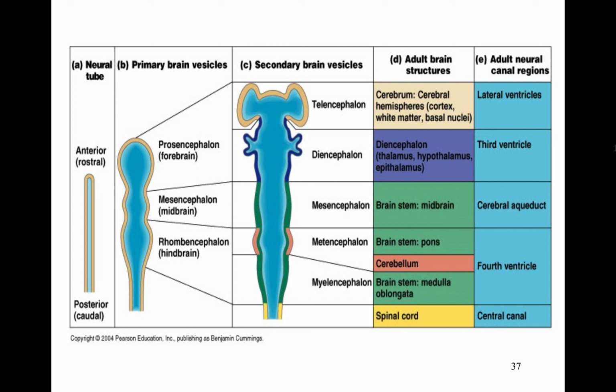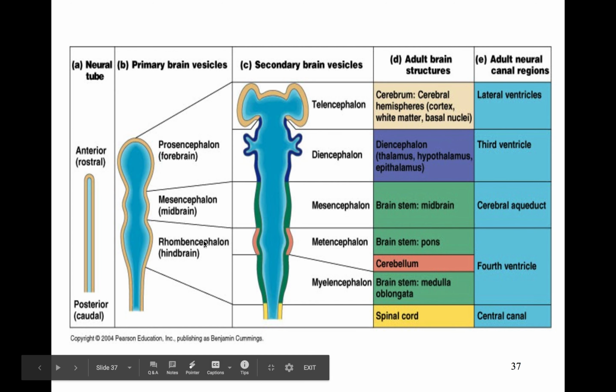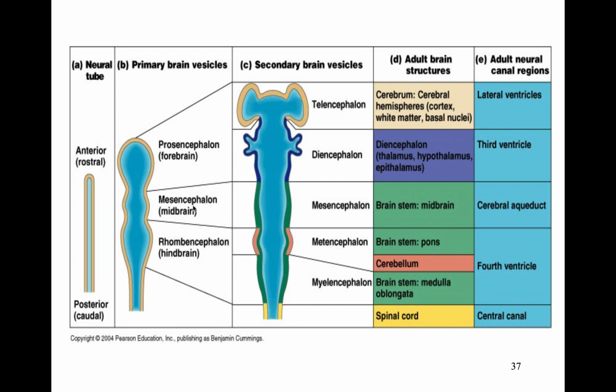The brainstem is going to arise from two primary brain vesicles. When we look at our primary brain vesicles, the brainstem is going to arise from the mesencephalon or the midbrain and the rhombencephalon or the hindbrain. As we go from primary brain vesicles to secondary brain vesicles, the mesencephalon does not further constrict, and it's going to remain as the mesencephalon.